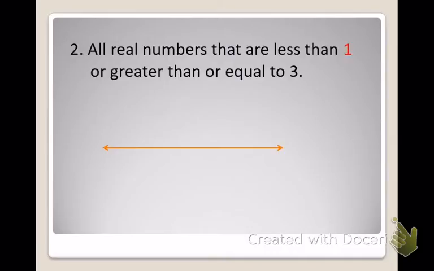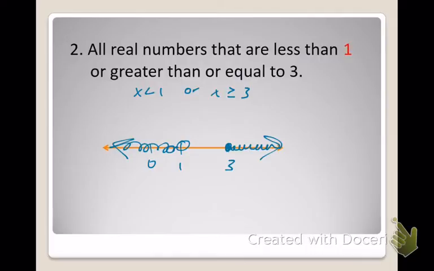Okay? I'm trying to write this one. All real numbers that are less than 1 or greater than or equal to 3. What's an or? Ors are a little bit easier. We can simply write each one individually. x is less than 1 or x is greater than or equal to 3. Would look something like this. Open circle on 1, and we want to be less than 1, so we're going to go this way. Closed circle on 3, and we want to be greater than 3, so we're going this way. And that's it.